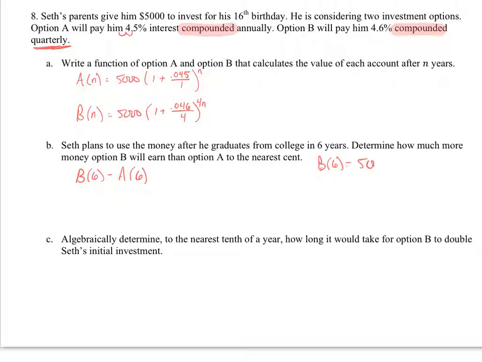For B of 6, we're just going to use that function we created: 5,000 times 1 plus 0.046 over 4, to the 4 times 6 power. You're going to throw that right into your calculator. And when you do, you will get an answer of $6,578.87. So that's what option B gets you. So we can plug that in.